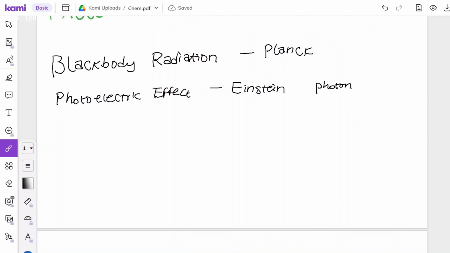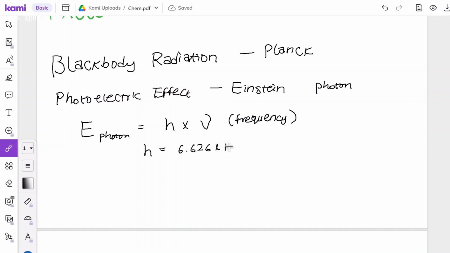But for this particular class, what was discovered with this phenomenon was that the energy of a photon is equal to h, which is Planck's constant, times nu, which, if you remember, is the frequency. h, Planck's constant, is always going to be equal to 6.626 times 10 to the negative 34 with the units of joules times seconds.